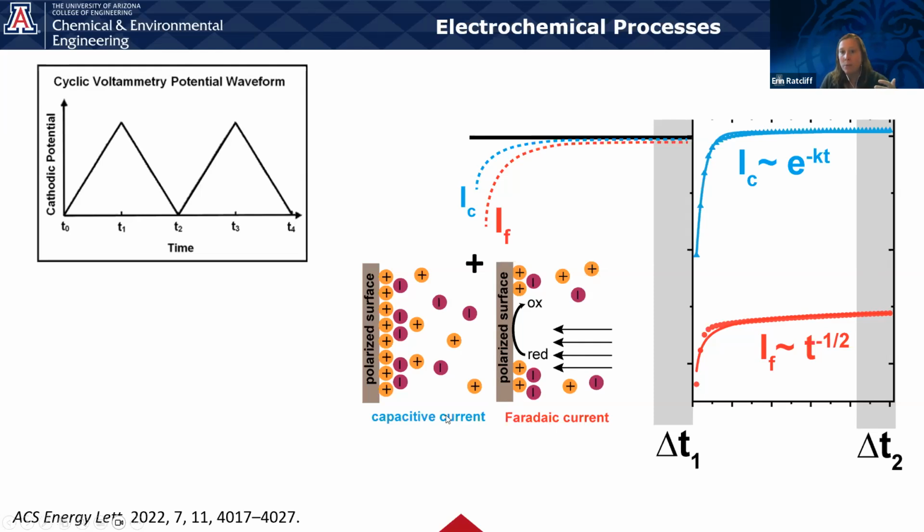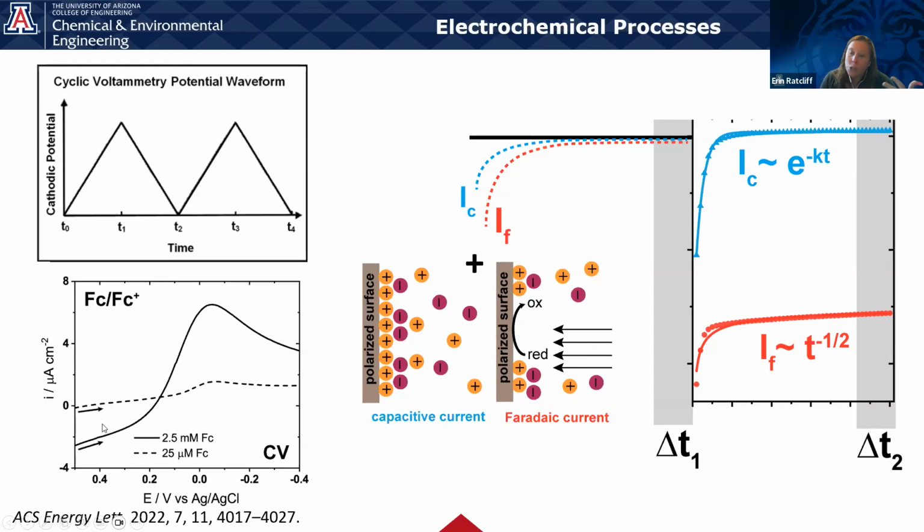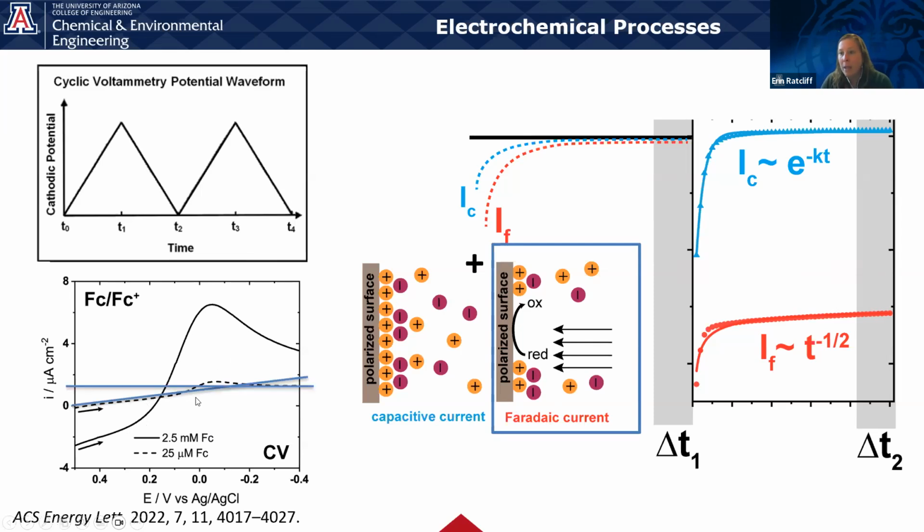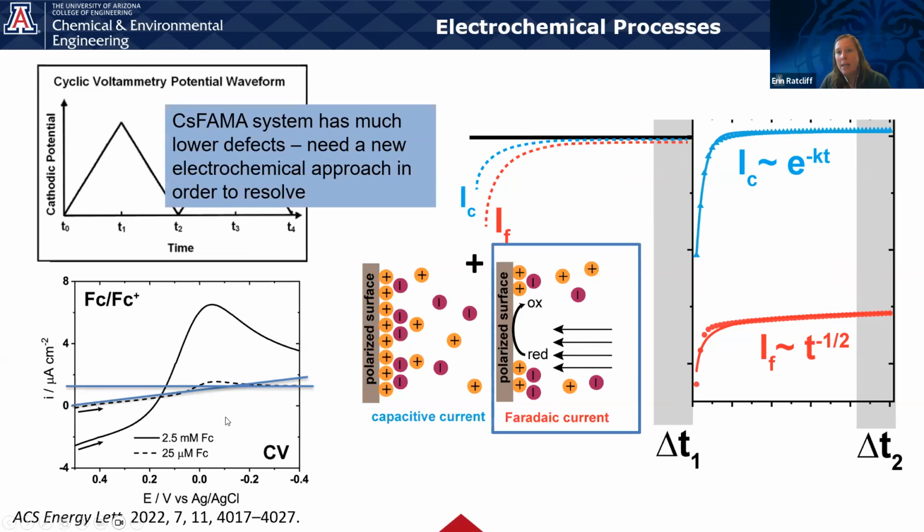So what do we do? Well, we could try and just arbitrarily think, I'm most interested in my Faradaic current, so I'll just background subtract that out. But again, as that gets lower and lower in terms of redox behavior, the ambiguity of where to draw your background gets harder and harder. So I've drawn two examples here for you. Our triple cation system is well established to have much lower defects, but we need a new electrochemical approach in order to resolve this.